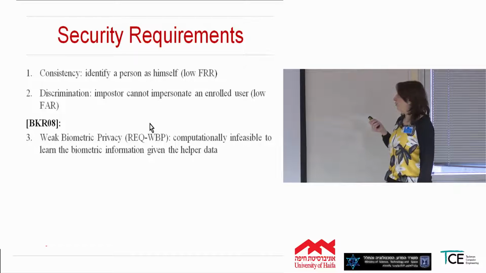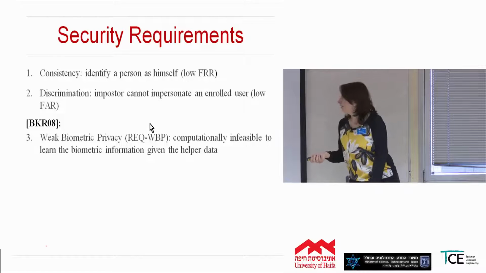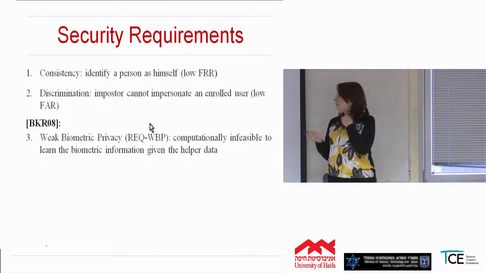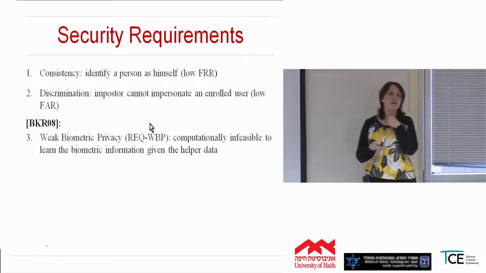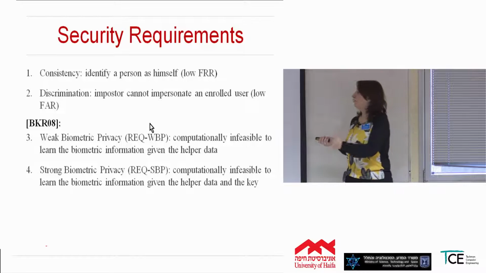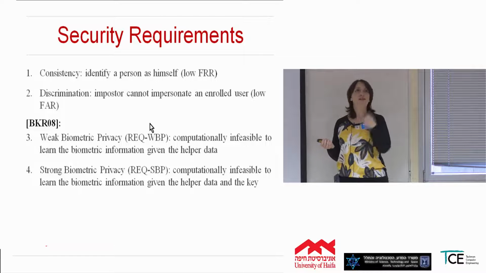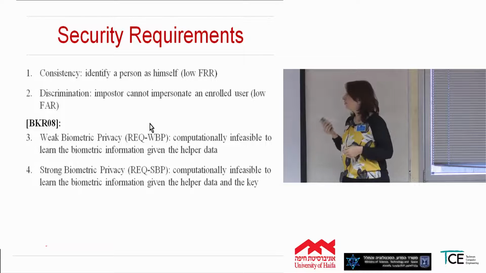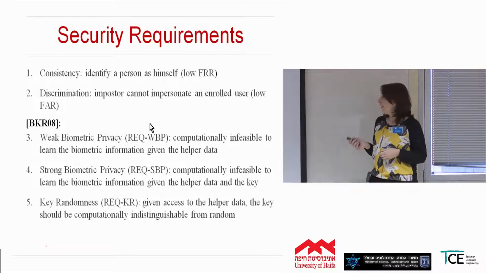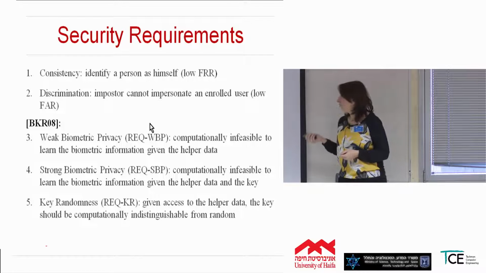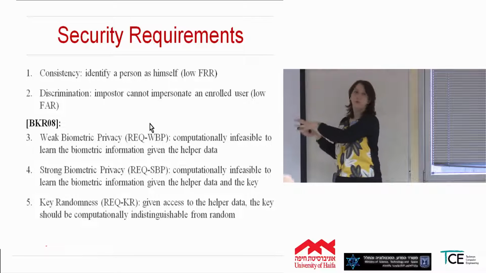And then we have the weak biometric privacy, which means that given the helper data, the S string that I showed you in the previous slide, it's computationally infeasible to reconstruct the biometrics. The strong biometric privacy says that you get also helper data and in addition the key itself. And having both helper data and the key, you cannot reconstruct the biometric. And the last one is key randomness. It talks about security. If you get the helper data, the key looks indistinguishable from random. So these are the things that we want to achieve in our system.